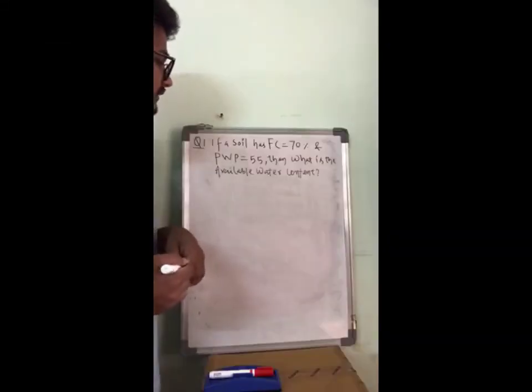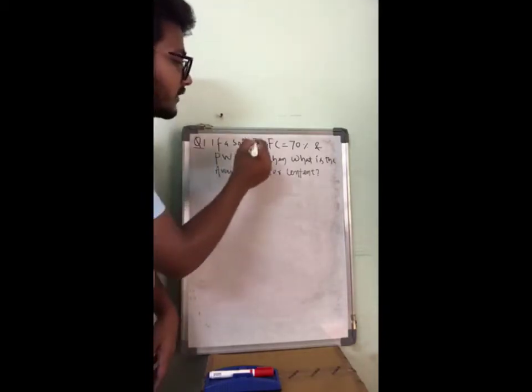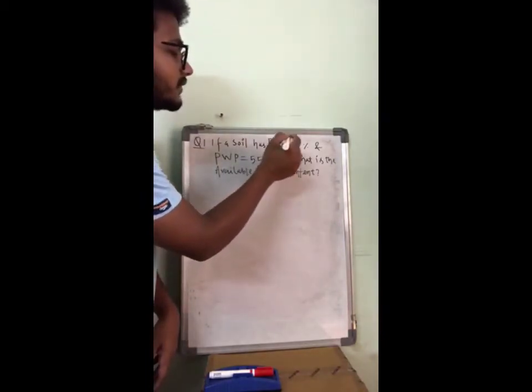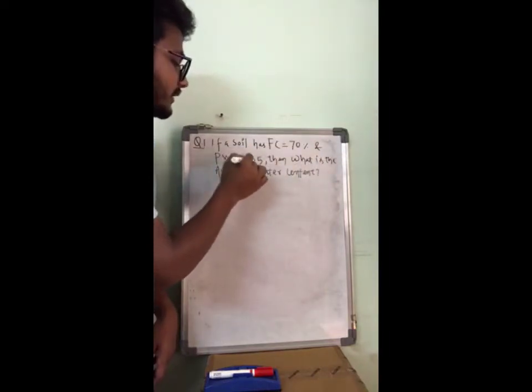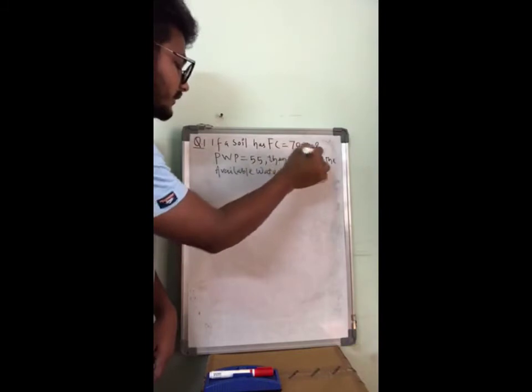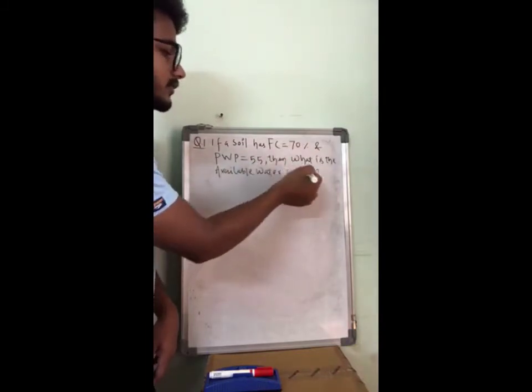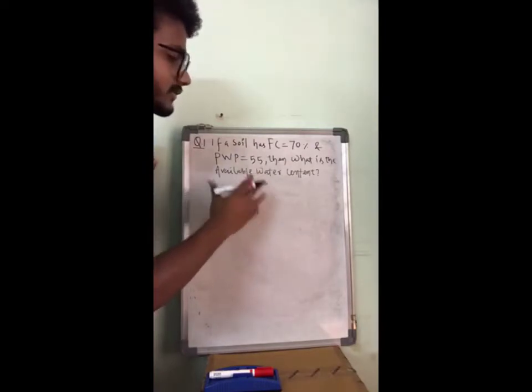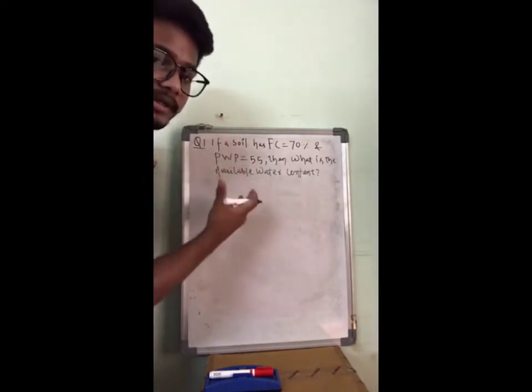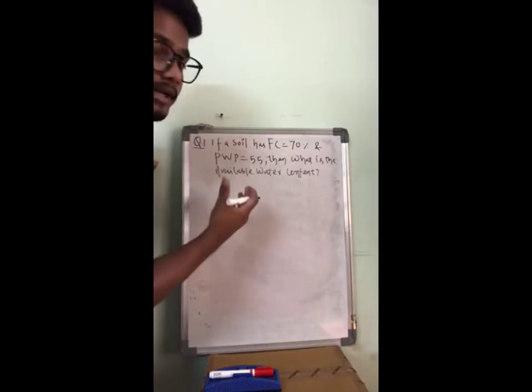The question is given like this: if a soil has a field capacity of 70% and a permanent wilting point of 55%, then what is the available water content of the soil? Before solving this question, let's discuss some basics. What is permanent wilting point and what is field capacity?